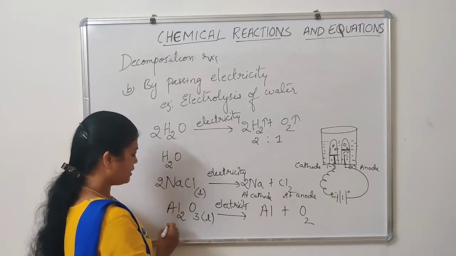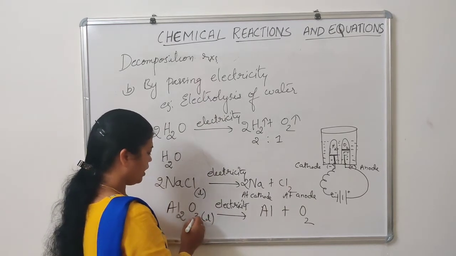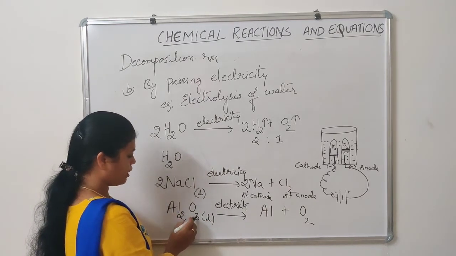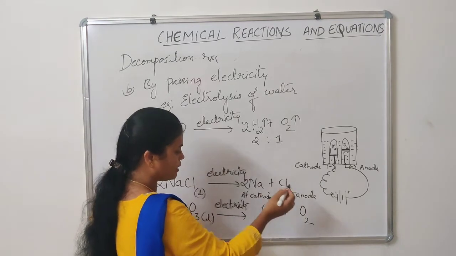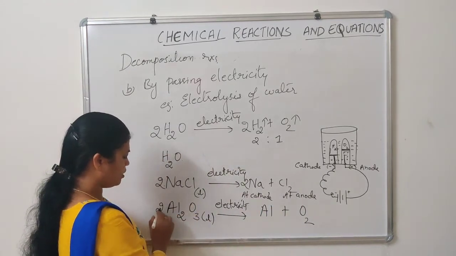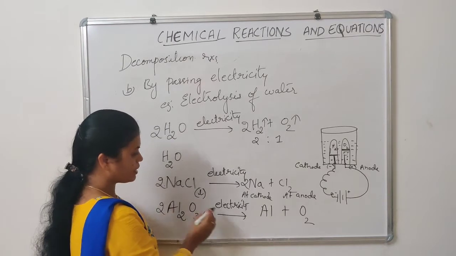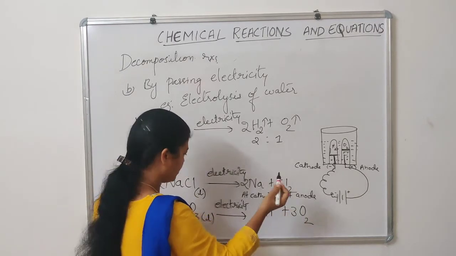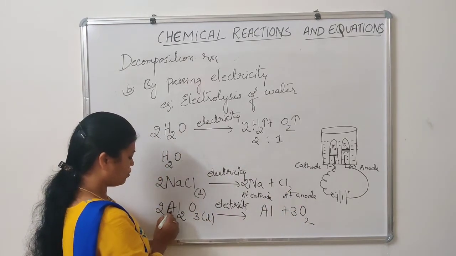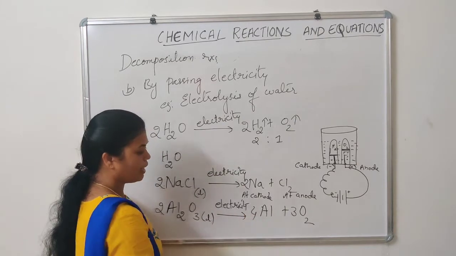So when you balance it, Al2 and here O3 is there. Here it's an odd number and here it is an even number. Make it an even number here: 2 3s are 6, 3 2s are 6 oxygen atoms. Here how many are there? 2 2s are 4, so 4 Al.